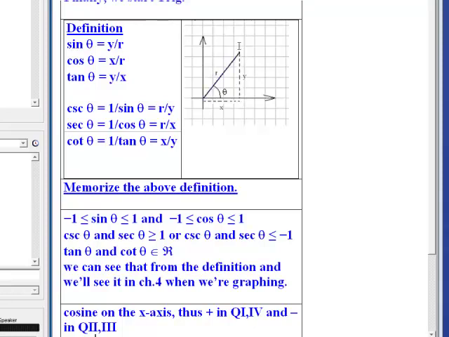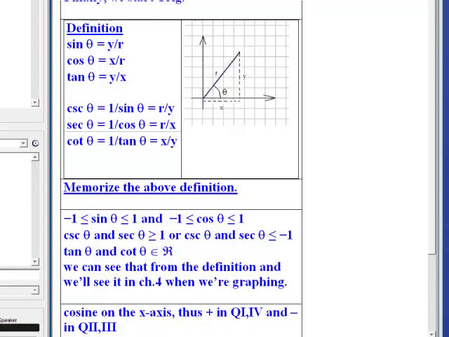The sign of the sine is associated with the y component or y coordinate or opposite. So for the y to go up here, the sign would be positive, and that happens in quadrant 1 as well as in quadrant 2. And when the y goes down, which happens in quadrant 3 and quadrant 4, the sign is negative.